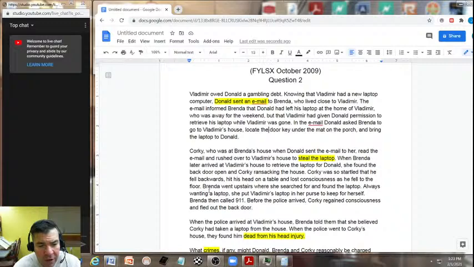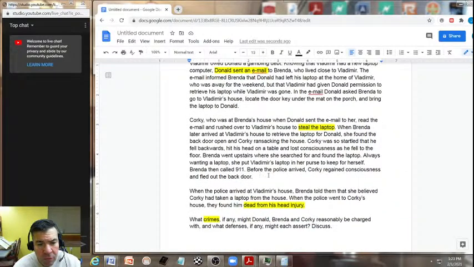Now here's the thing about this. Brenda was upstairs where she searched for and found the laptop. Always wanting a laptop, she put Vladimir's laptop in her purse to keep for herself. There's a larceny for Brenda. Brenda then called 911. This is the aspect about the possible withdrawal defense. Before the police arrived, Corky regained consciousness and fled out the back door.